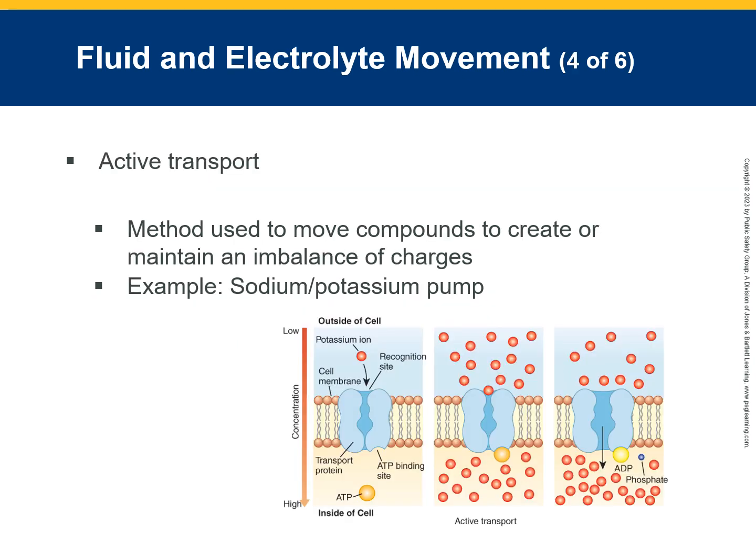Another part of this process is active transport. Active transport is a method used to move compounds to create or maintain an imbalance of charges. An example of this is the sodium-potassium pump. What happens is, as things get ready to pass through the cell membrane, it requires another molecule such as ADP to come to the cell membrane and help that potassium ion cross over. So it's a sodium-potassium pump, and it's an example of active transport.